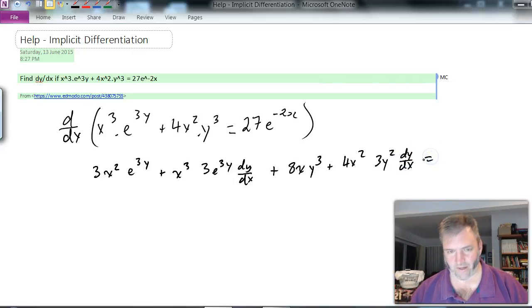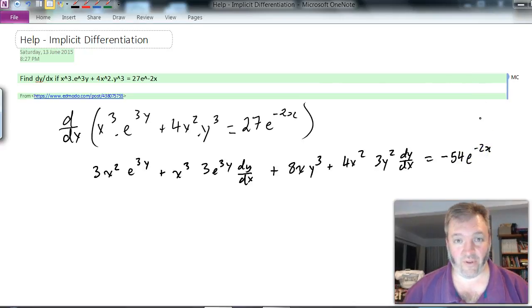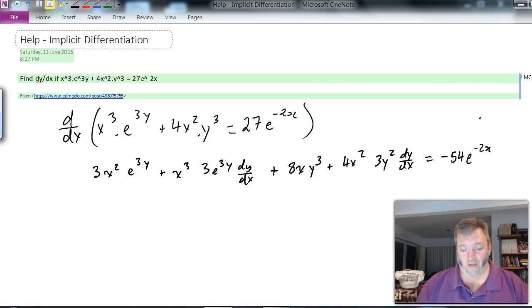Right hand side of the equation, not so bad. The derivative of that, 27 times negative 2 is negative 54 e to the negative 2x. Remember, the power always stays the same with all of the e functions. There we are, we're almost done. So it seems quite hard, but it doesn't take us very long.